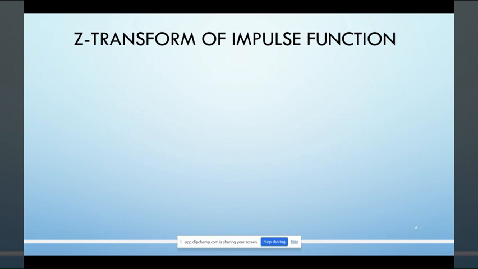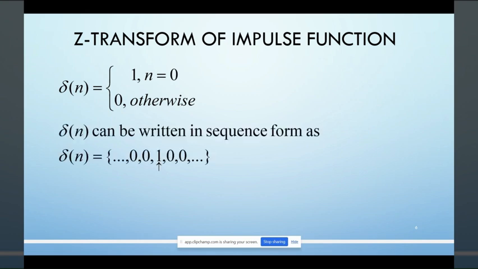Coming on to a few problems on Z transform using its properties. We all know that delta of n is equal to 1 at n equal to 0 and 0 otherwise. For this representation, we can rewrite it as a sequence like this. Delta of n is 0 on the negative axis, 0 on the positive axis, and at the reference point alone, its value is 1. This is the meaning of delta of n.